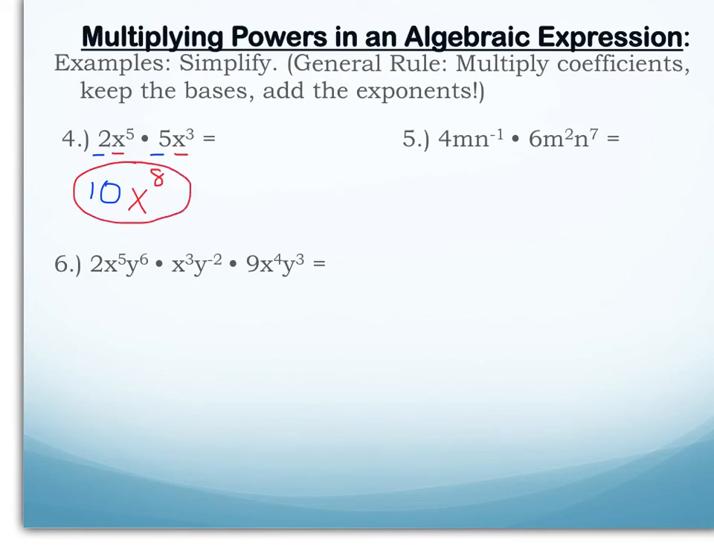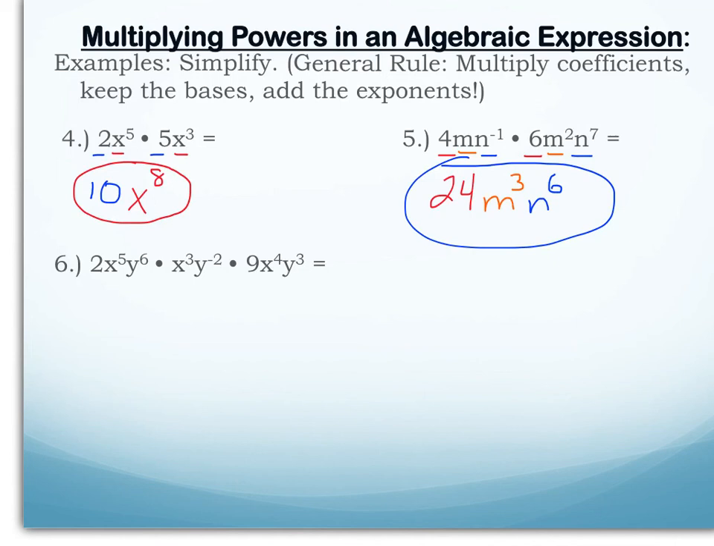In number 5, we can multiply 4 times 6 is 24. I'm going to combine my m's. So I have m to the first, m to the second, so m to the third. Then I'll combine my n's, n to the negative 1 and n to the 7th, which will give me n to the 6th.